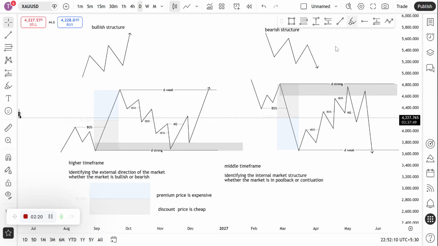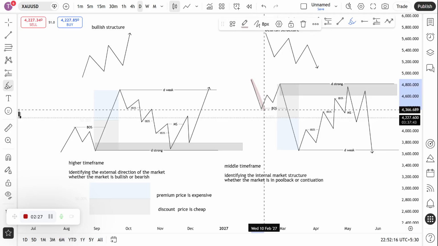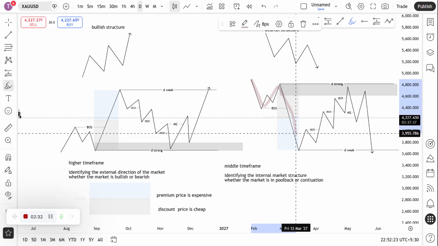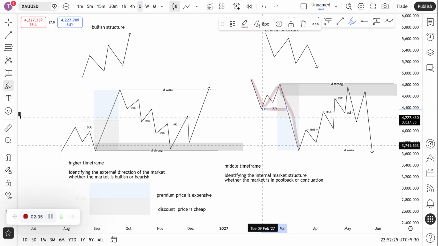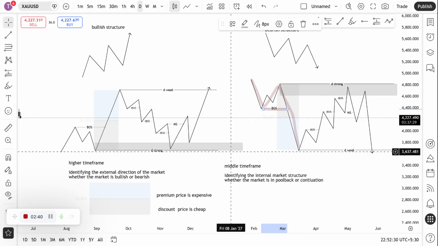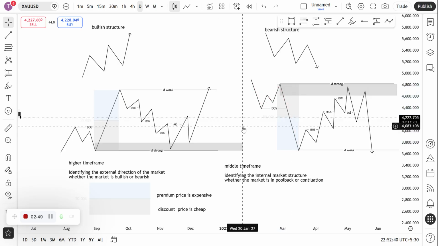Fine. Now let's go to the bearish market structure. The market is moving to the downside like this, and then it reaches a point whereby the market comes to this point, retraces to this point, and then continues to the downside, breaking the structure to the downside. This confirms to us that the market is moving to the downside. It's a bearish market structure. So right now, excellent, you identify that the market is bullish or bearish.